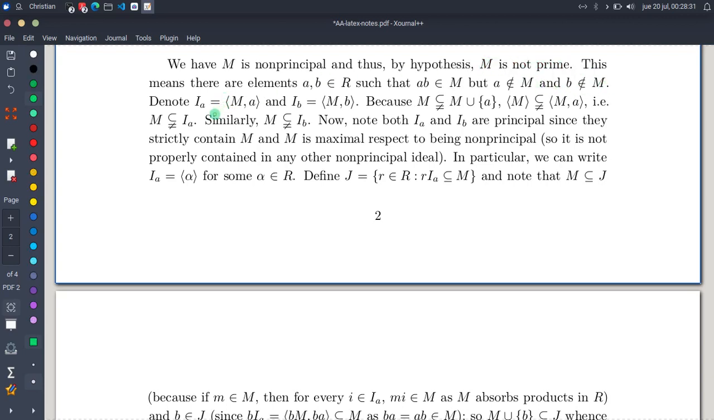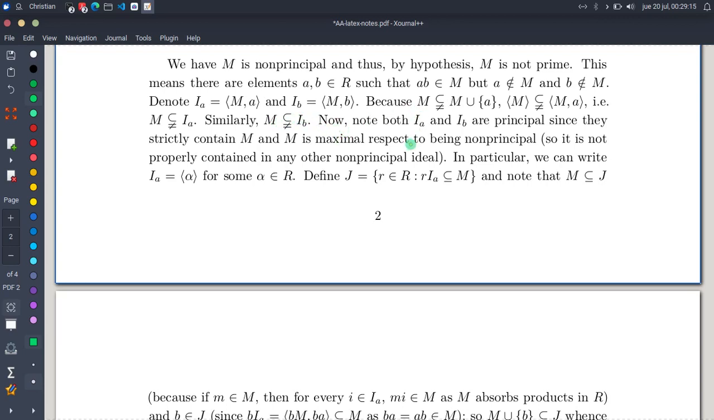Now let us denote by I_A the ideal generated by M and a, and I_B the ideal generated by M and b. Because we have this proper inclusion of ideals, that is, the ideal generated by M and a properly contains the ideal generated by M. The ideal generated by M alone is the smallest one that contains M, and that is precisely M. So we have that M is properly contained in I_A. Similarly, we see that M is properly contained in I_B.